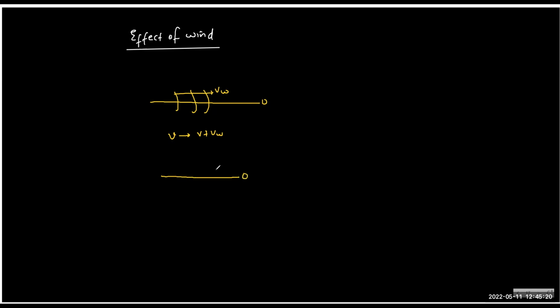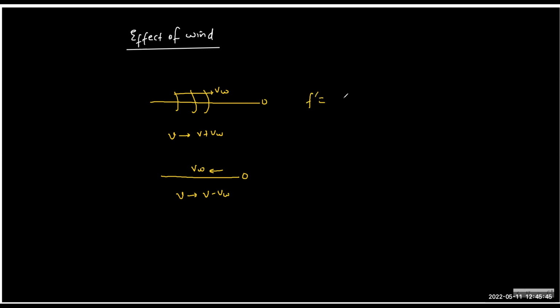If this is the observer and wind is away from the observer, replace V by V minus VW. Don't worry that VW cannot exceed V. V is 340 meter per second, and we can't have the wind at that speed, as everyone will be destroyed anyway. So V becomes V minus VW, and that's how we replace.